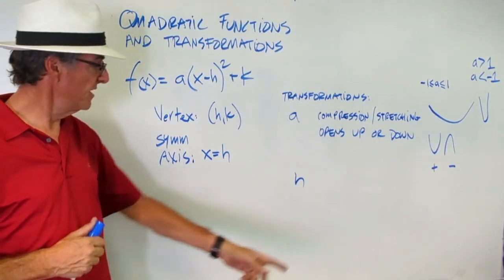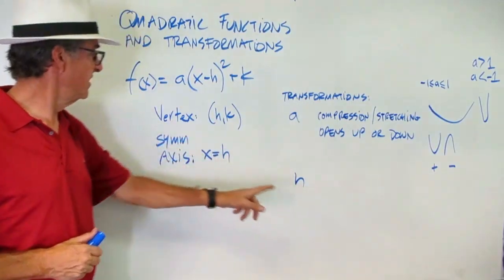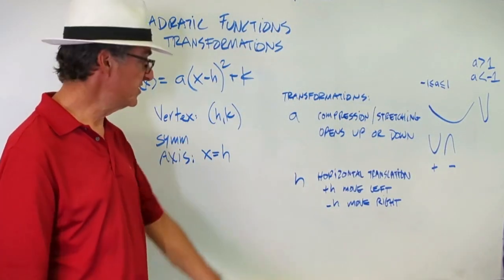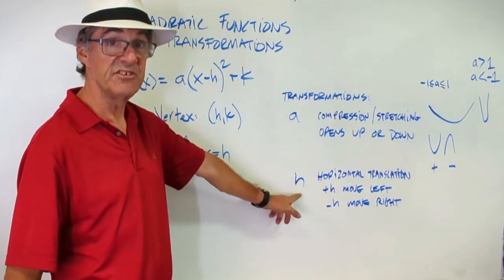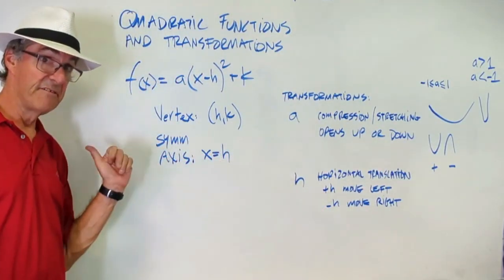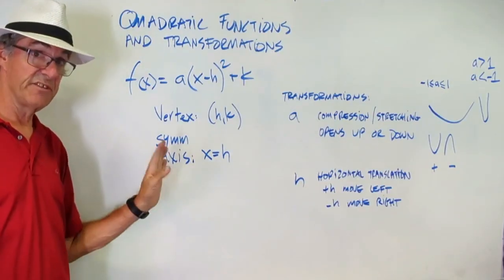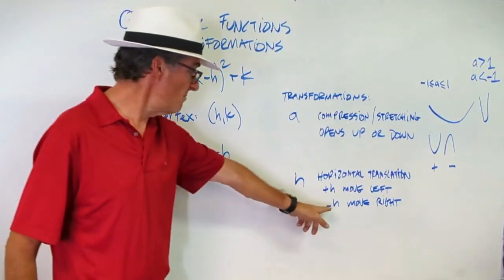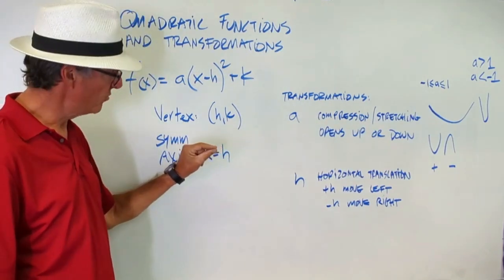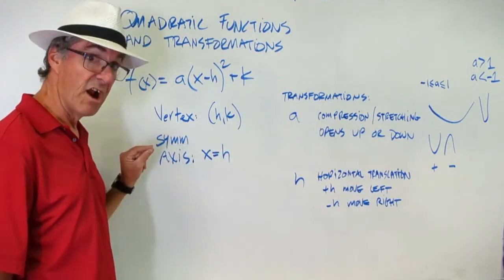Now I want you to tell me what h does in this part here. What does h do? All right, if you said that h does a horizontal translation, you're right. If h is plus, it moves left in the negative direction. This is the tricky thing about the h. If h is minus, it moves to the right. So it just takes that turning point of the parabola and moves it left and right.